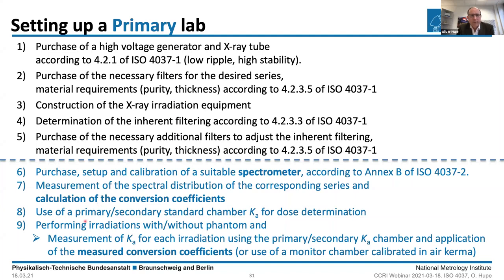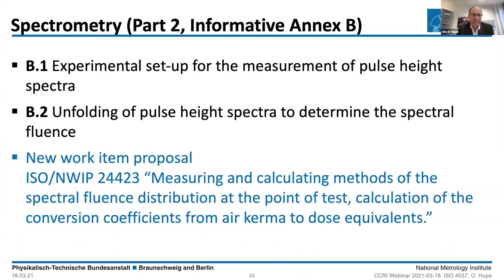And for the irradiation, it's a similar approach. So you have to determine the air kerma by using a primary or secondary chamber, and then you have to apply the measured or the calculated conversion coefficients. And for sure, this can also be done by the monitor chamber. So the main difference is that you have to perform spectrometry. In part 2, there are some requirements on spectrometry, as spectrometry is not so easy.